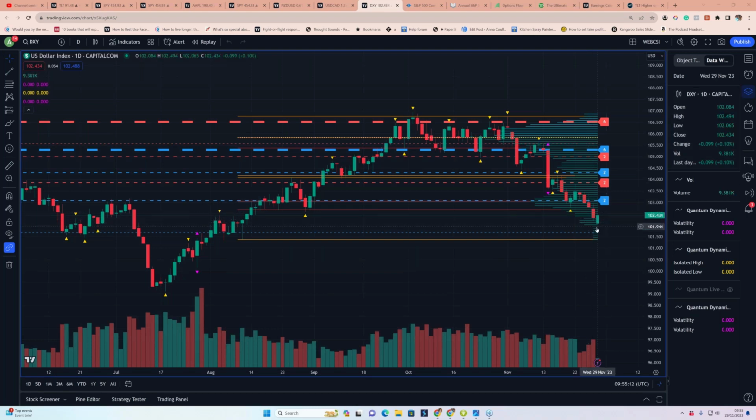Now, it's quite an interesting point at the moment, because where is it aiming for? Well, logically, we're looking at 101. Is the buying that we see later today going to be sufficient to push it further back to the resistance that we have here at 103? We will have to see.